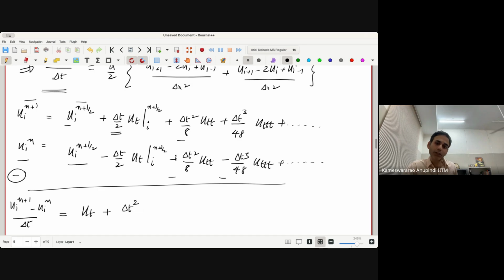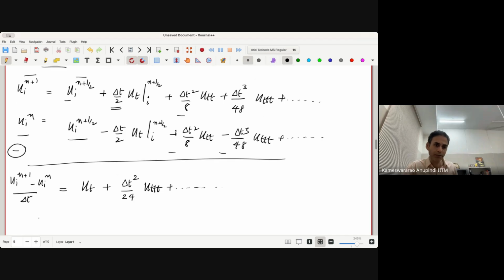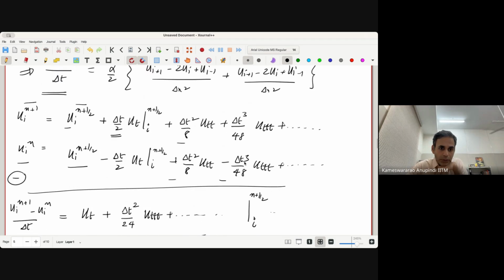So it will become Δt squared divided by 2 halves will become 1/48, 1/48 will become 1/24, right? 1 by 48 plus 1 by 48 will become 2 by 48, that is 1 by 24, and then you'll have u triple t plus and so on. Okay, that is what I have. So this is the expression for the left hand side. Now everything on here is in terms of i and n plus half. That's what we have.